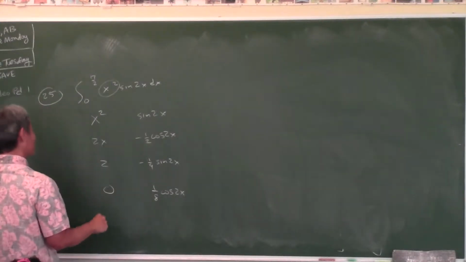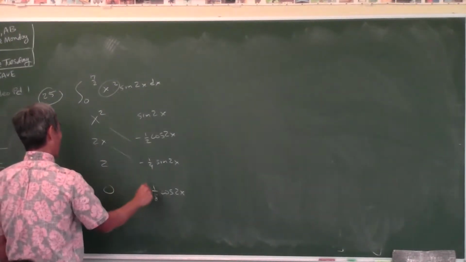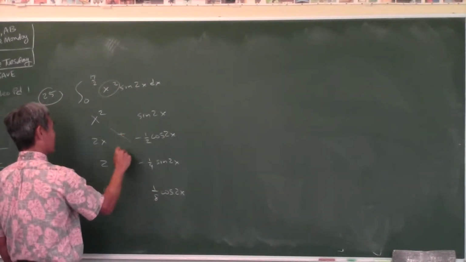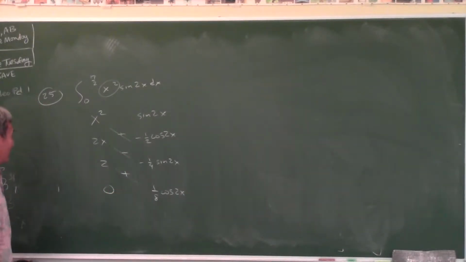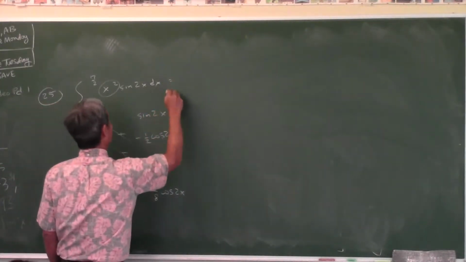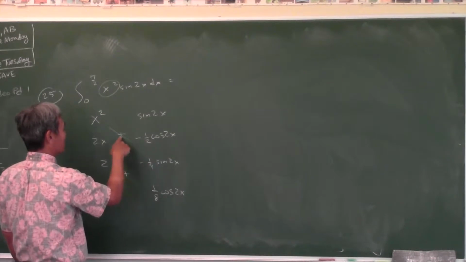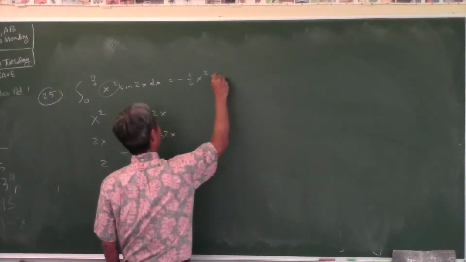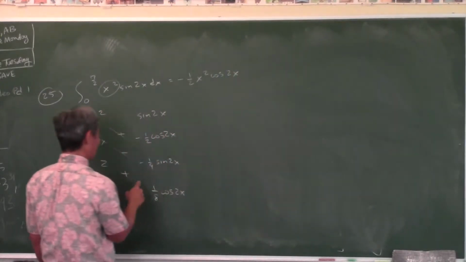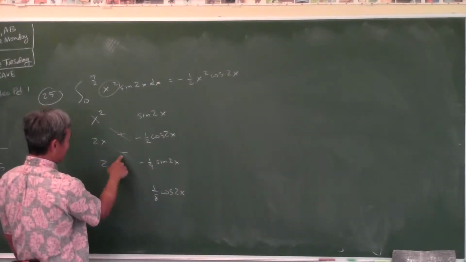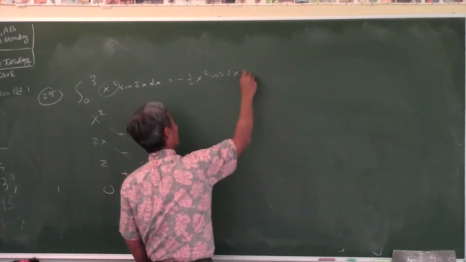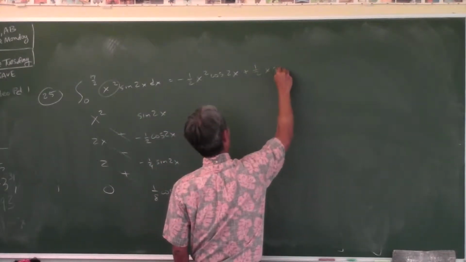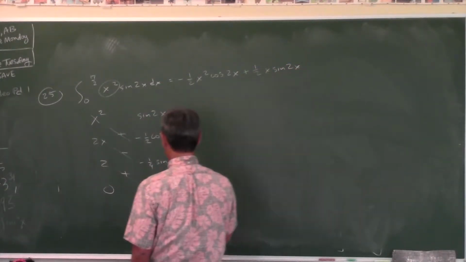And then like Jaime Escalante said, tic-tac-toe. Plus, minus, plus. Now you can write down the antiderivative. This times positive 1. Negative 1/2 x squared cosine 2x. And then the next term is going to be this times negative 1. So plus 1/2 x sine 2x. Am I doing this correctly? Yeah. Of course, I'm the teacher.